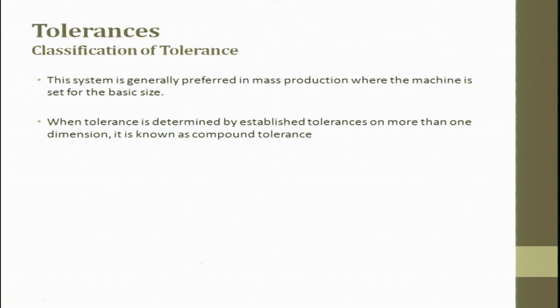Going back to the lecture, in classification of tolerances, we saw unilateral tolerance, then we saw bilateral tolerance. Now we will see compound tolerance. Compound tolerance is generally preferred in mass production, where the machine is set for a basic size. When tolerances are determined by established tolerances on more than one dimension, it is called compound tolerance. So, let us take a simple part for compound tolerance.